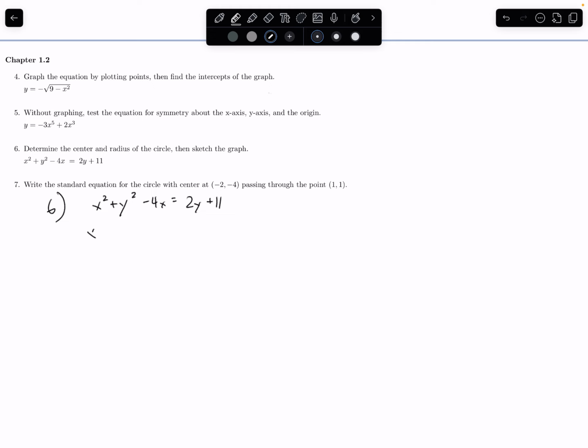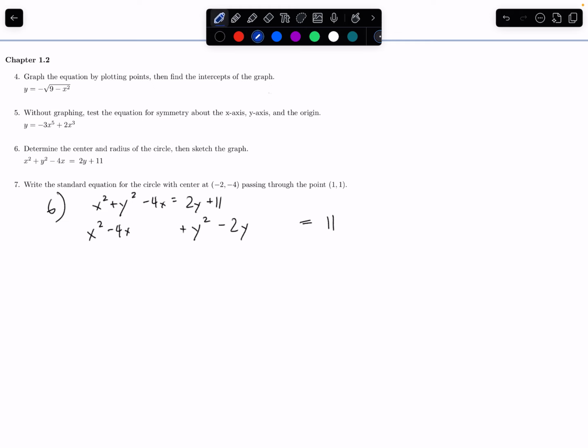I'm going to do that by gathering my x's together and leave a little blank here. So I'm going to need some space to complete that square. Plus y squared, and then here I've got 2y on the right side of the equation, but I'm going to pull it over to the left by subtracting on both sides. Again, leave a little space, and then leave that 11 untouched on the right side.